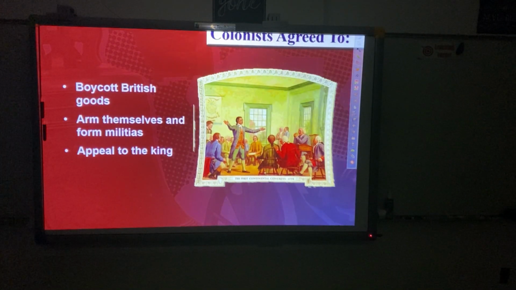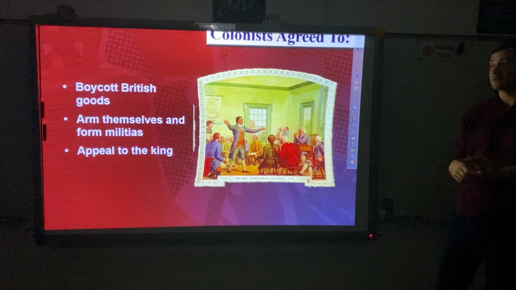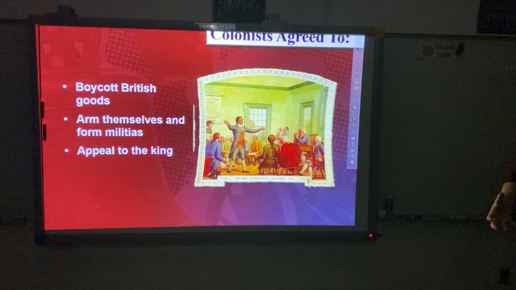So, they are going to boycott British goods. That's pretty predictable. They're going to stop buying British goods. They're going to stop paying the British for those goods. They're going to arm themselves and form militias. That's probably pretty predictable because we understand what's going to happen in the war. So they are going to arm themselves.